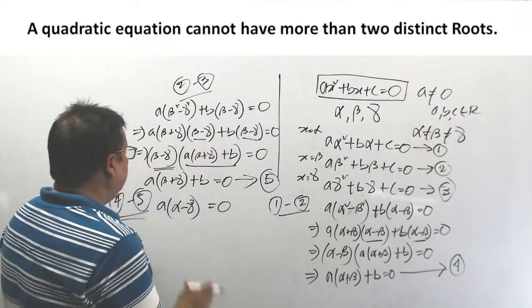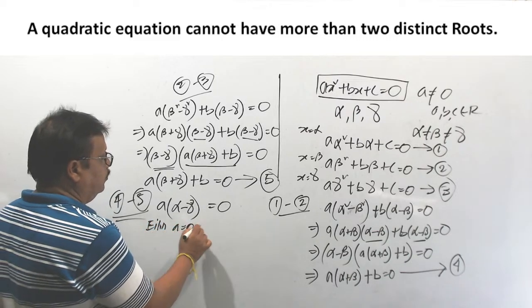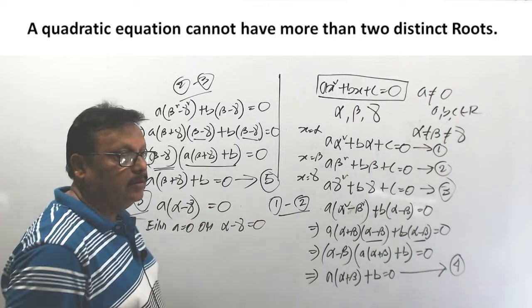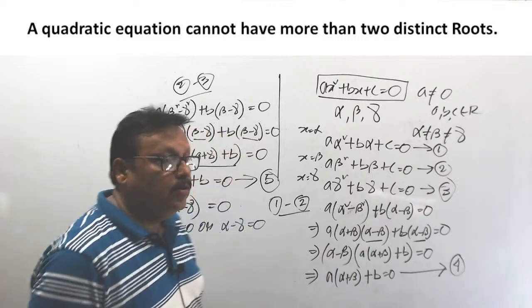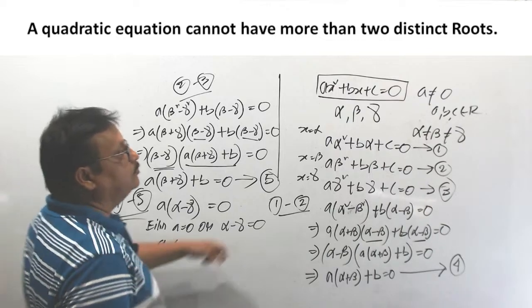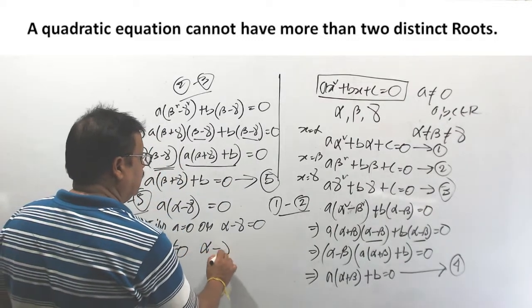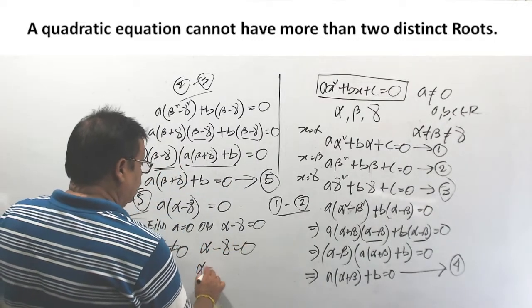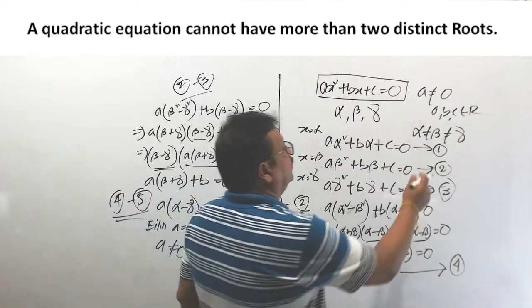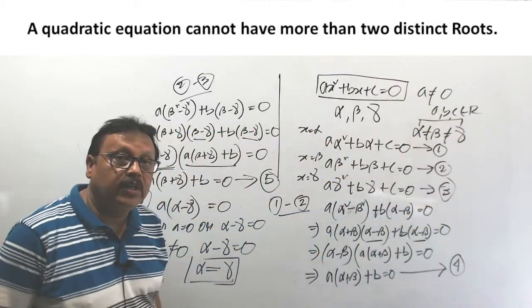Understood? Either a is equal to 0 or alpha minus gamma equals 0. Otherwise, it will not return 0. But a cannot be 0, a is not equal to 0. Therefore, of course, alpha minus gamma equals 0. It implies alpha is equal to gamma. It contradicts our assumption. So, what will be the conclusion?